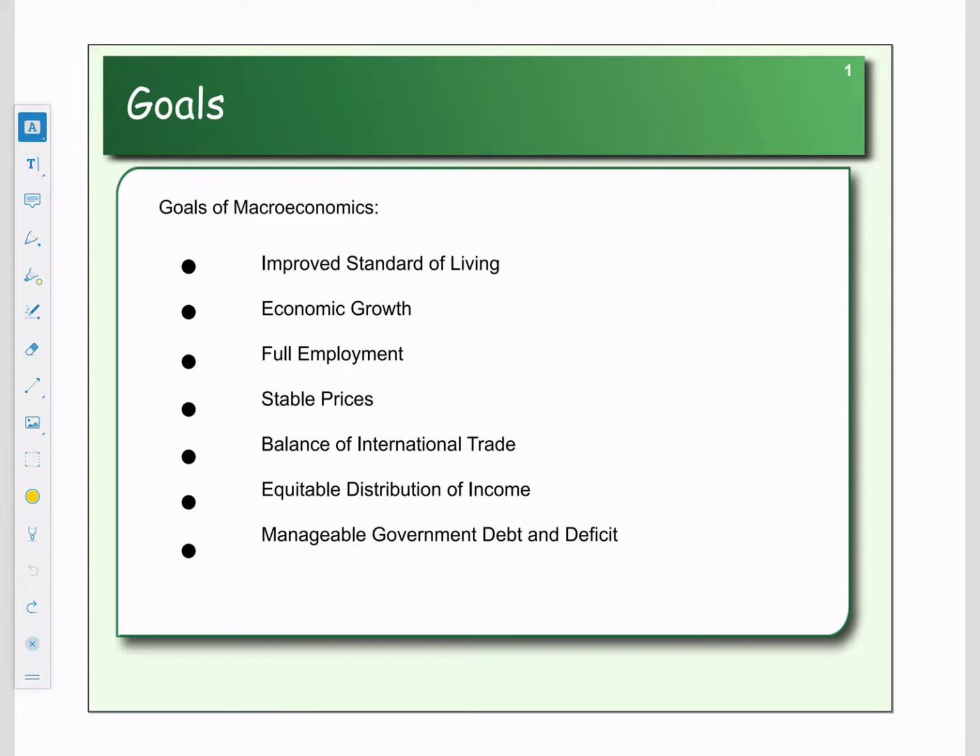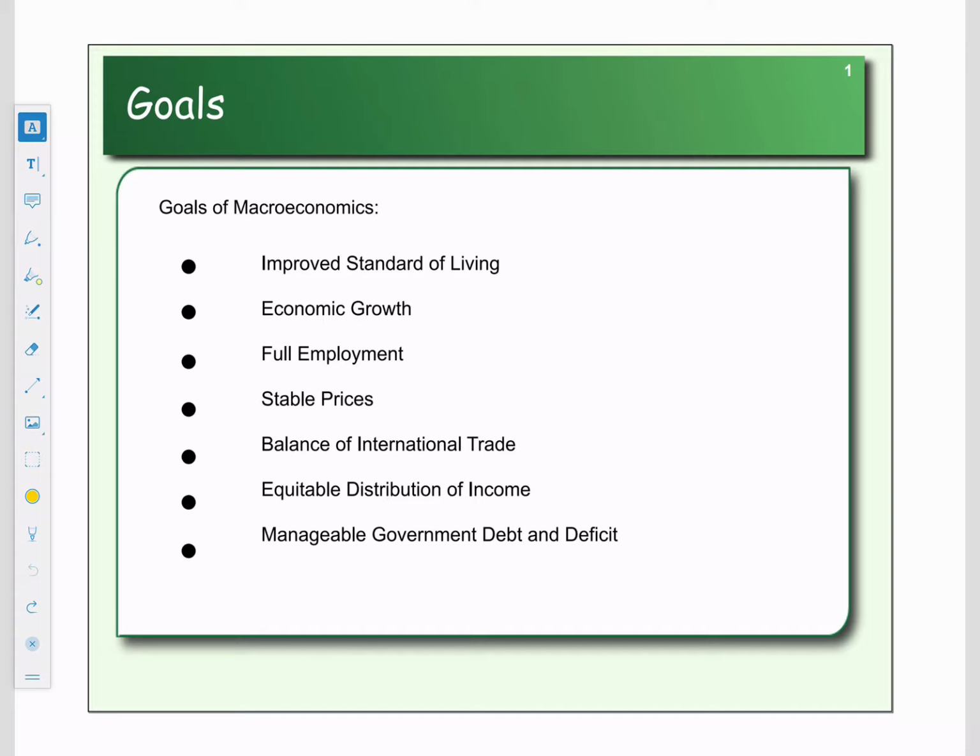There are 7 goals for running an effective economy: an improved standard of living, economic growth, full employment, stable prices, balance of international trade, an equitable distribution of income, and manageable government debt and deficit. So if you're running an economy, you choose what to prioritize, and typically you choose from this list of 7. Now, it's impossible to achieve all of them simultaneously because some of them conflict.